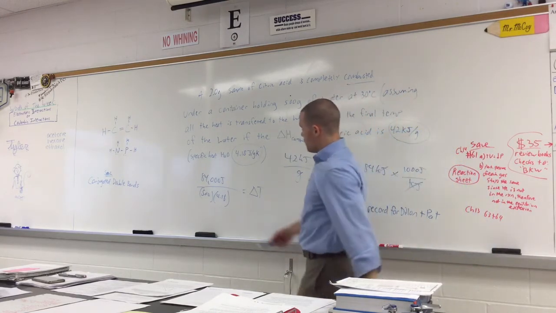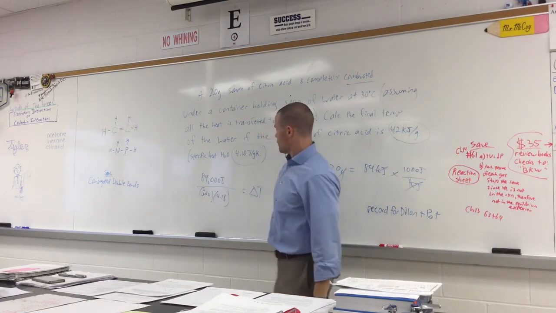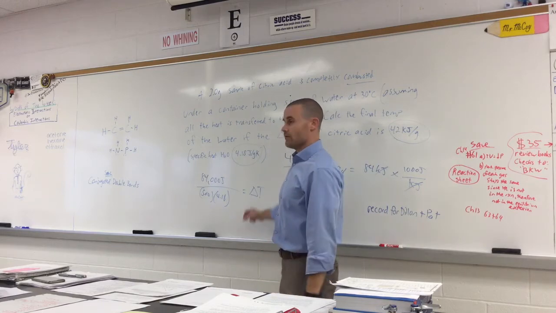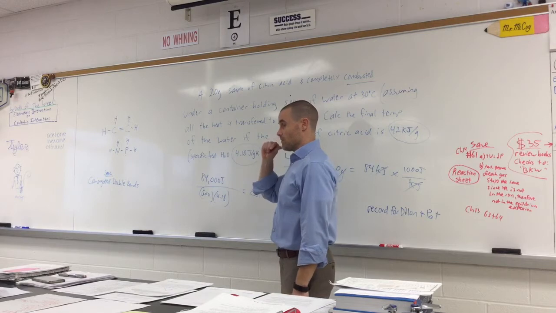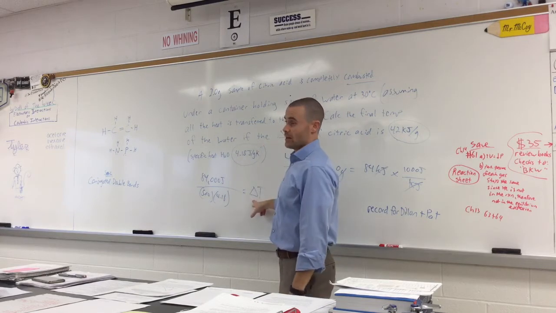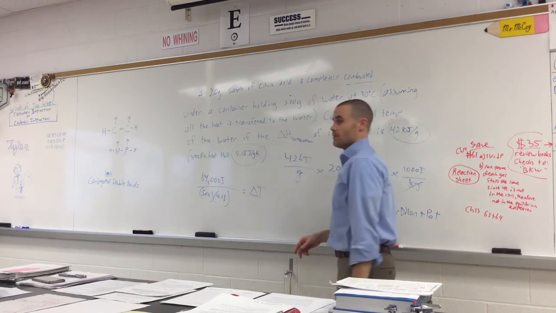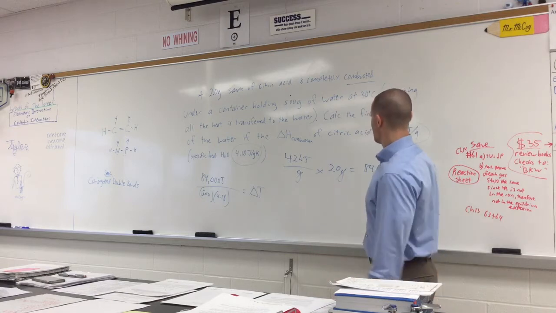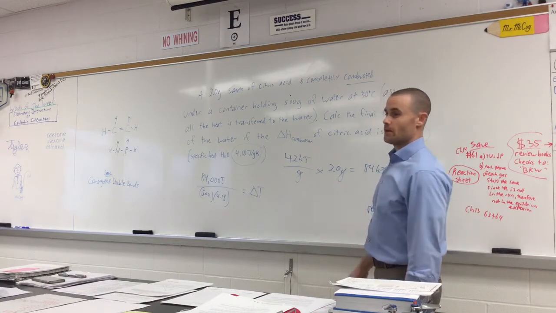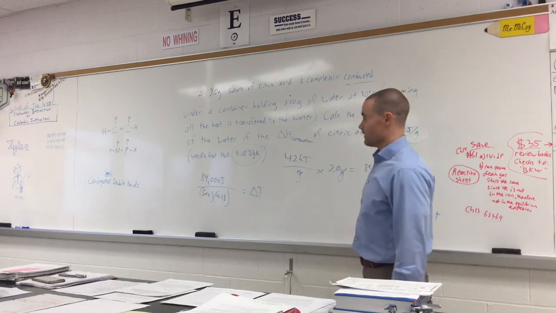All right, so 500 times 4.18, 84,000 divided by that number. What did we get for delta T? This is 40? Exactly? 40.2. Okay, so 40. And so what's the final temp? 70, right, because it absorbed the heat.